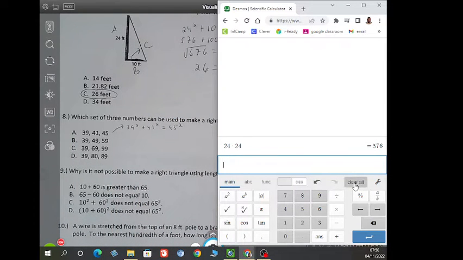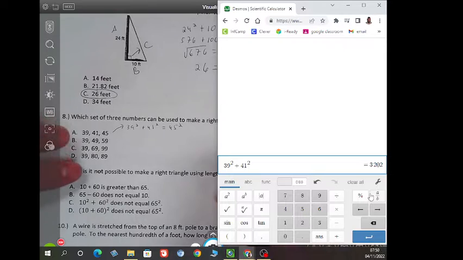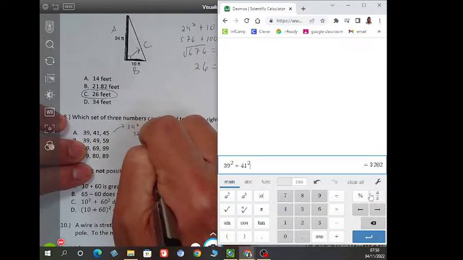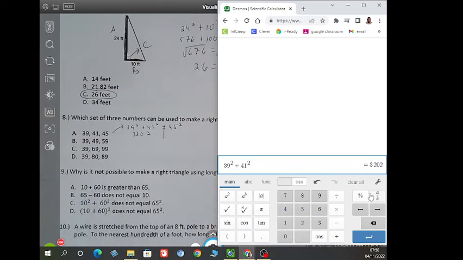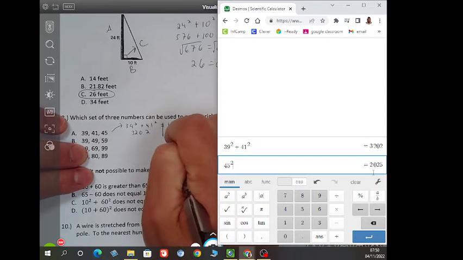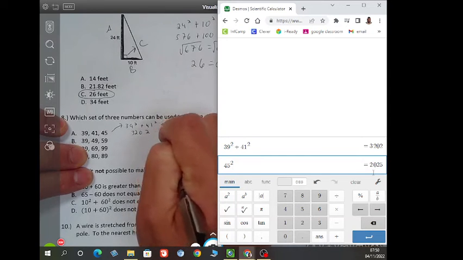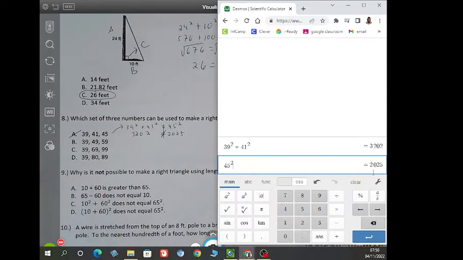Let me clear everything here. 39 squared plus 41 squared gives me 3202. Let's test that 45 squared. That gives me 2025. So these do not equal. You don't want to choose A.